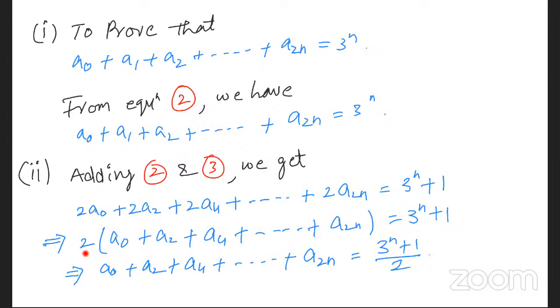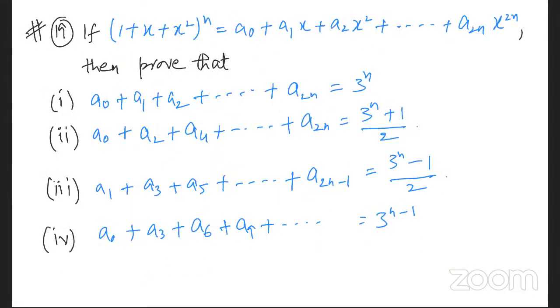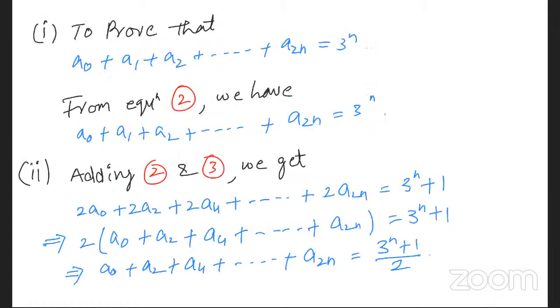If you look at the second proof, it will be a naught plus a2 plus a4 plus a to n is equals to 3 to the power of n plus 1 by 2. We have proved this one. We shall see the next one. So we got the second proof.